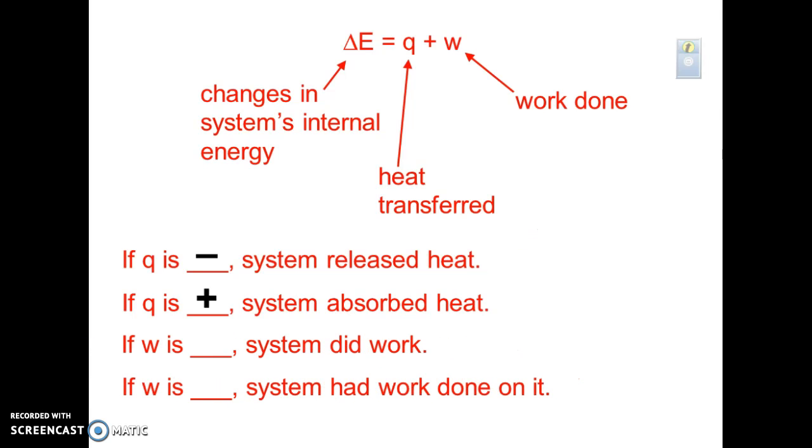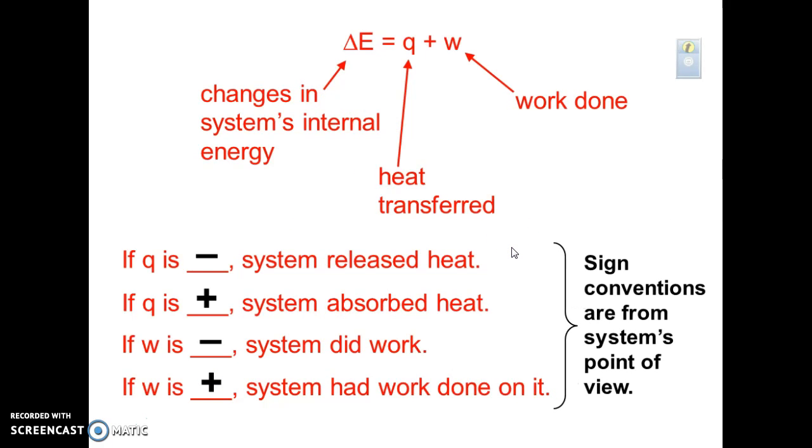That's an absolute. If W is positive, the system did work on the surroundings. If W is negative, the system had work done on it. Right? So those are backwards. If the system does work on the surroundings, then that's negative. If the system has work done on it, then that's positive. So those are the 4 signs as we go there.